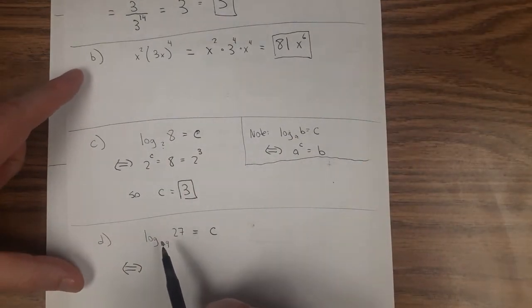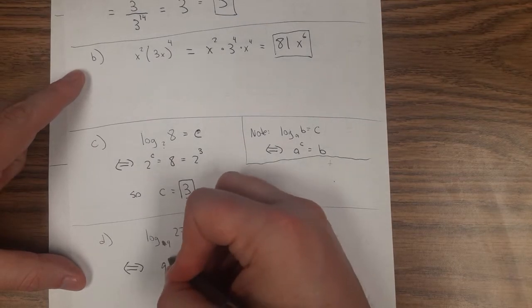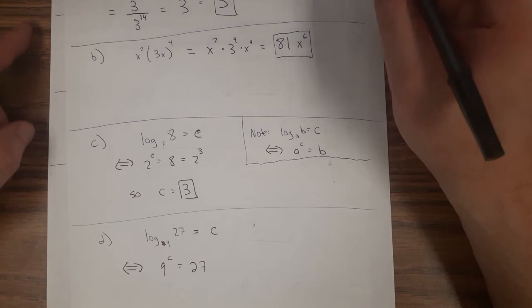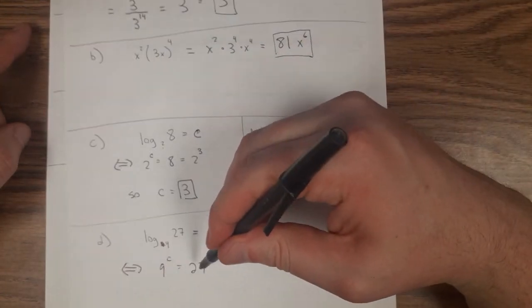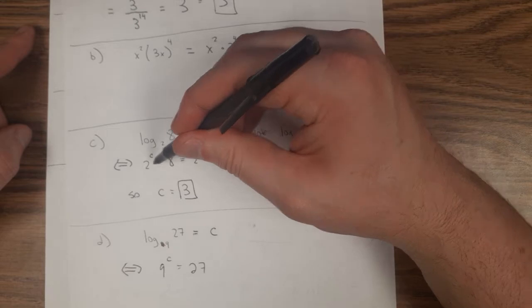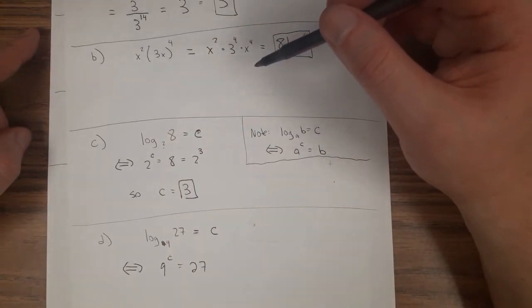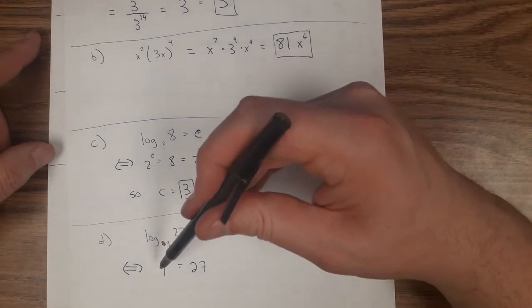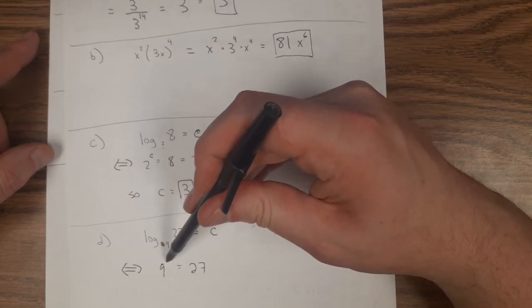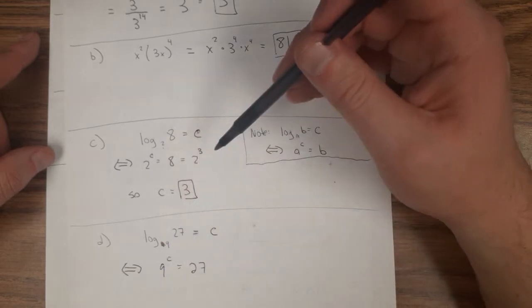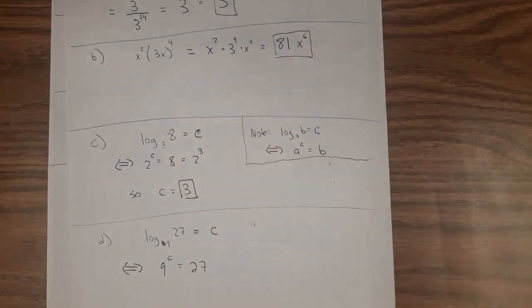So that would be like 9 to the c equals 27. And now I can do the same thing, except last time we had 8 was a power of 2. 27 isn't really a power of 9, right? Well, I mean, it's not a whole number power of 9. 9 to the 1 is just 9. 9 squared is 81. I can't think of what power I would put on top of a 9 to get a 27. But that's why you look for a common base.